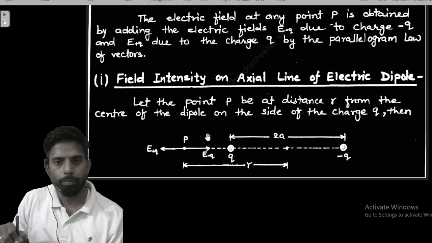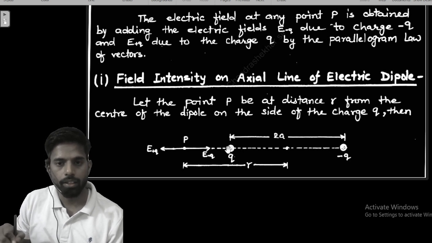So here you see this is a dipole. You know, one is positive and another one is negative. Let the distance between the two charges be 2a. This is called the dipole length, and this dipole creates an electric field at an axial point as well as an equatorial point. So point P is called the axial point because it lies on the axis. So here we have to find the electric field.